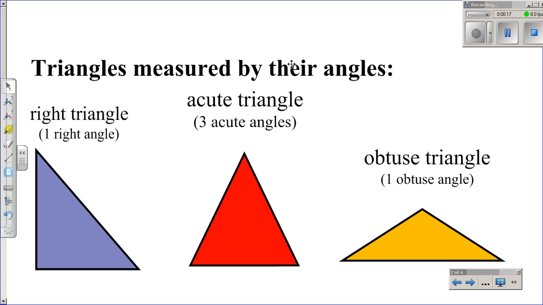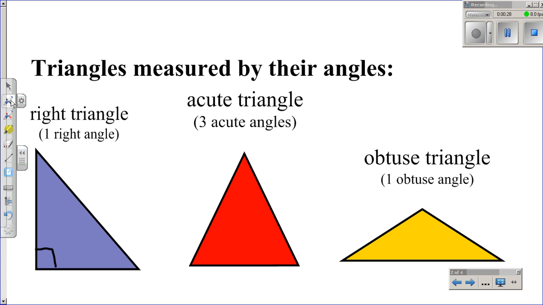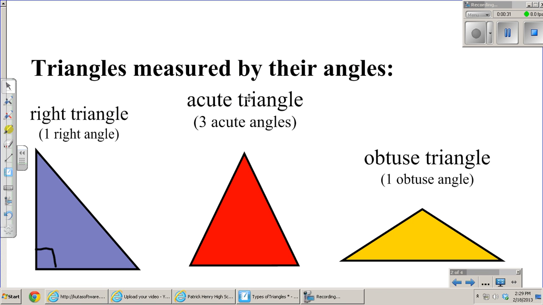Alright, first, if we're talking about their angles, triangles can be classified this way. They can be called a right triangle if they have one 90-degree angle. Okay? It's an acute triangle if all three of their angles are less than 90 degrees. What acute means, less than 90. And it's an obtuse triangle if they have one angle that's greater than 90 degrees. Okay, so for their angles: right, acute, and obtuse.